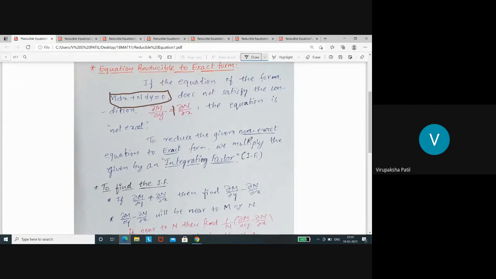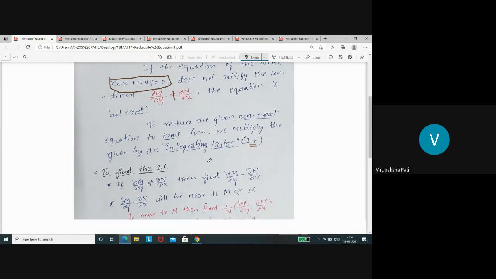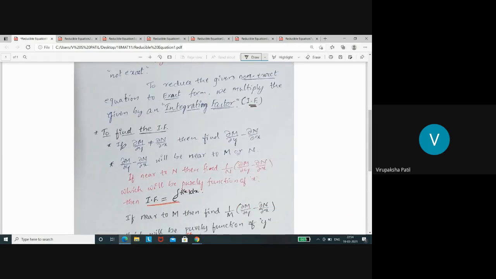Now to reduce the non-exact equation to the exact form, we multiply the given equation by an integrating factor, which can be shortly written as I.F. Now, how to find this integrating factor, that we'll discuss now. To find the integrating factor, if ∂M/∂y is not equal to ∂N/∂x, then first we will find ∂M/∂y minus ∂N/∂x. We just transfer this term to this side, that becomes ∂M/∂y minus ∂N/∂x.